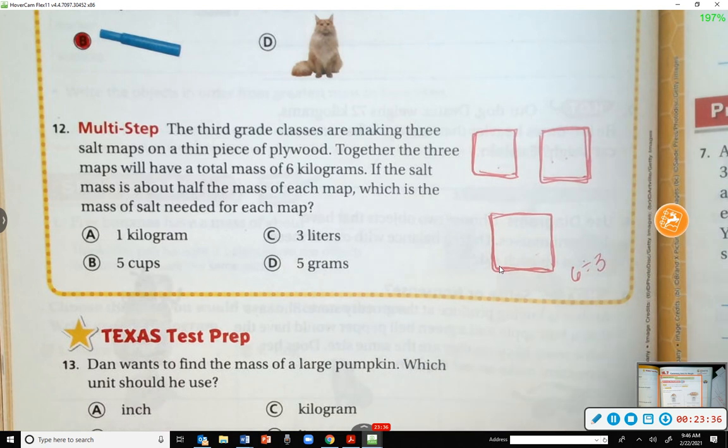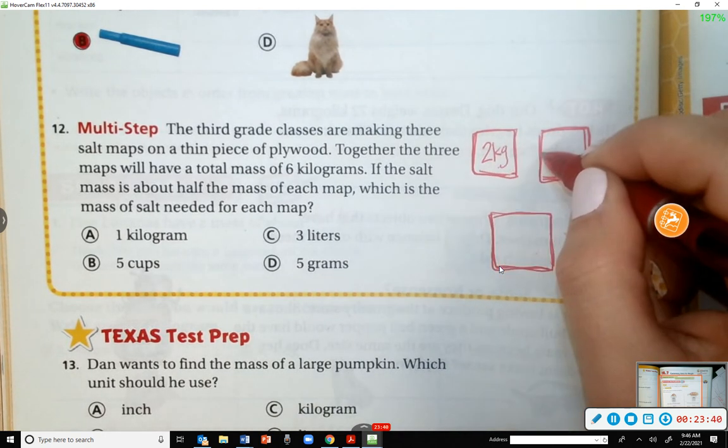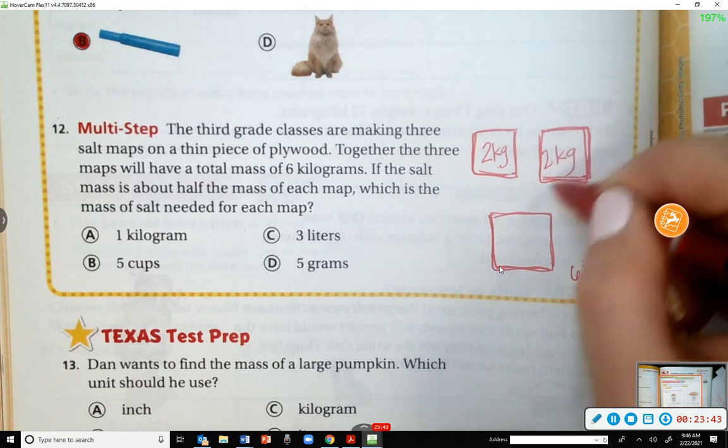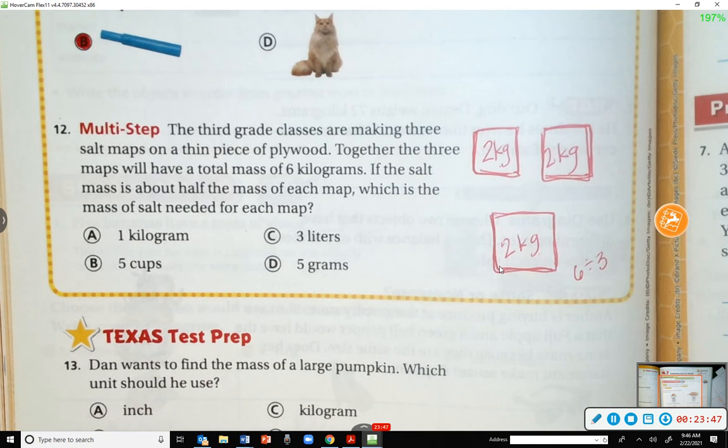2. So that means each one of these weighs 2 kilograms. Because you can count by 2 to get 6. Yes, you can count by 2s and get 6.